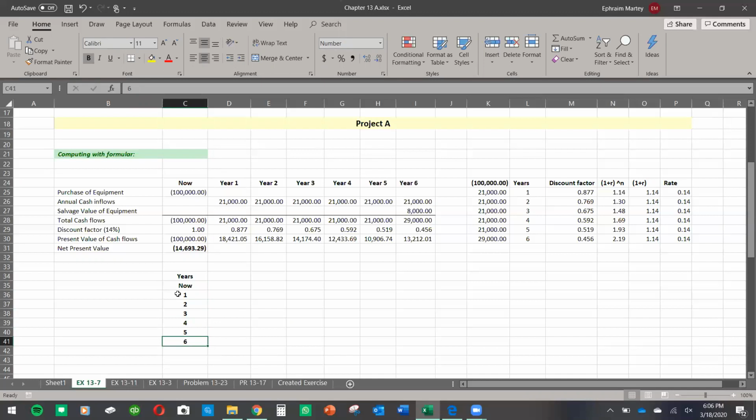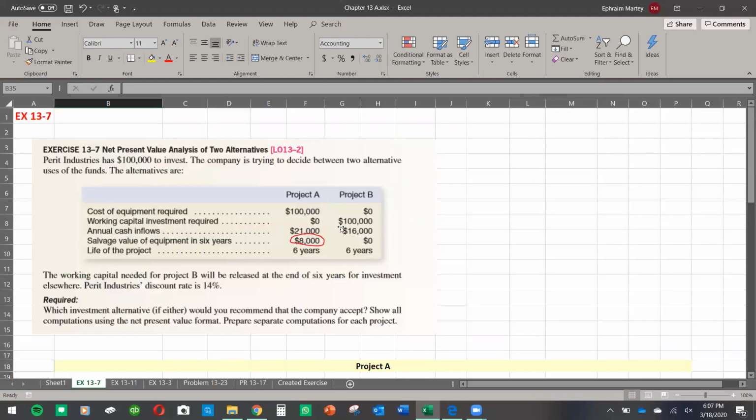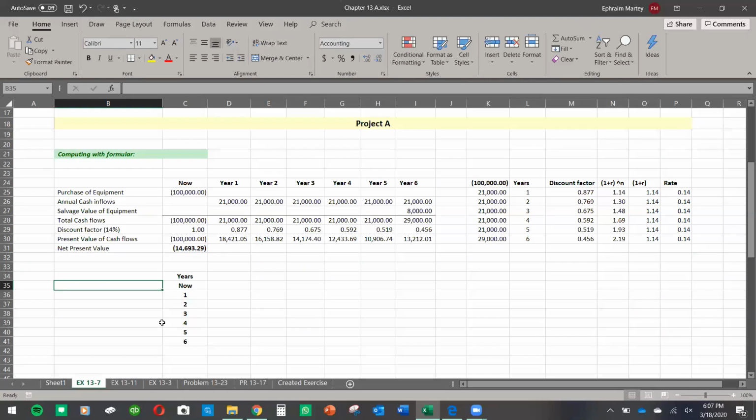So you ask yourself, how much money am I putting in now? The company, and pay attention, we are doing project A. The company is buying equipment that is worth $100,000. So it's a cash outflow. Money is going out. It's coming out of your cash account. So that will be negative. So negative 100,000 is going out.